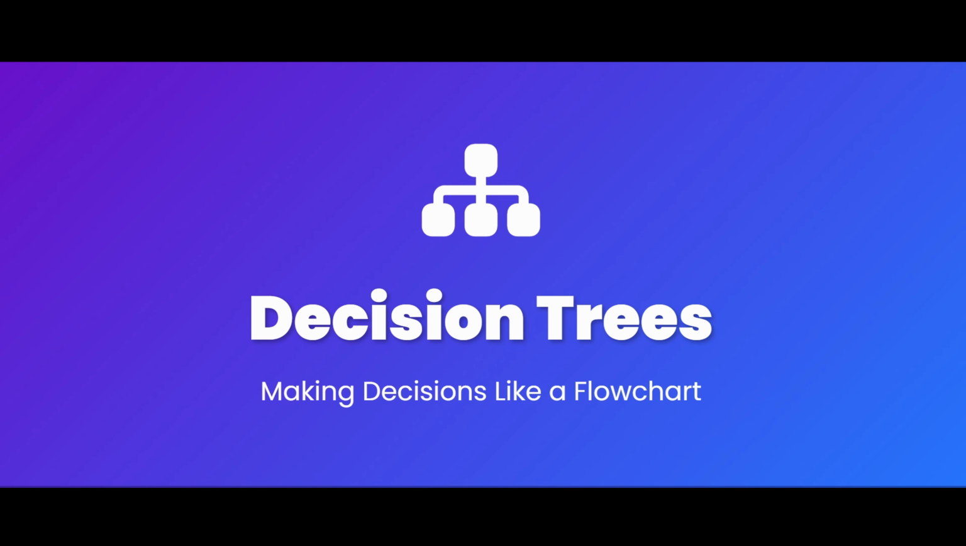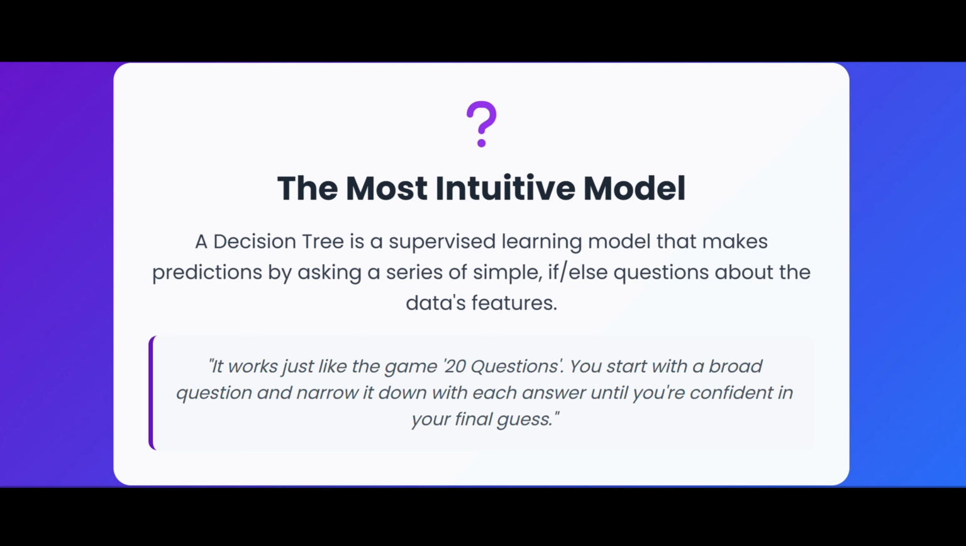Welcome back. In our last lesson, we saw how logistic regression uses a mathematical function to classify data. Today, we're going to explore a completely different and much more intuitive type of model, the decision tree. A decision tree is one of the most popular and easy to understand algorithms in machine learning. It makes predictions by learning a series of simple if-then-else rules from the data.